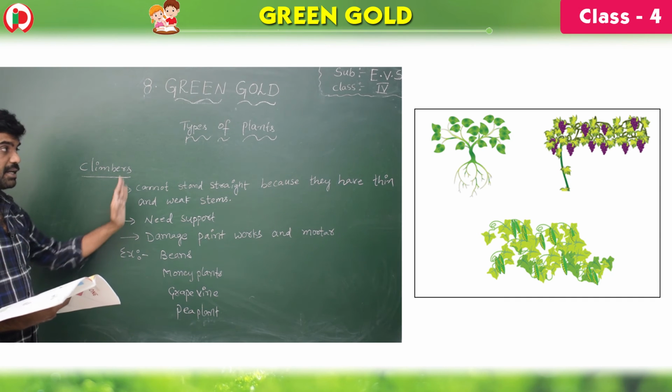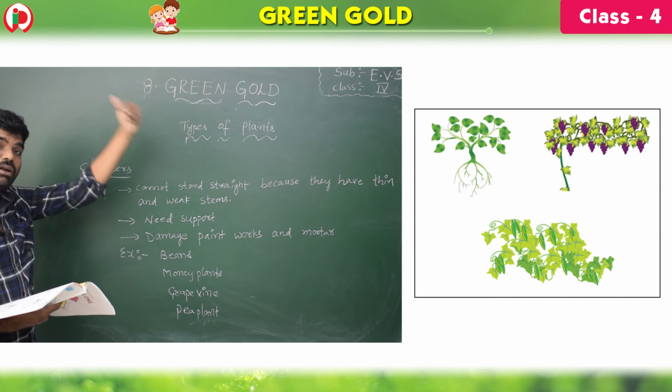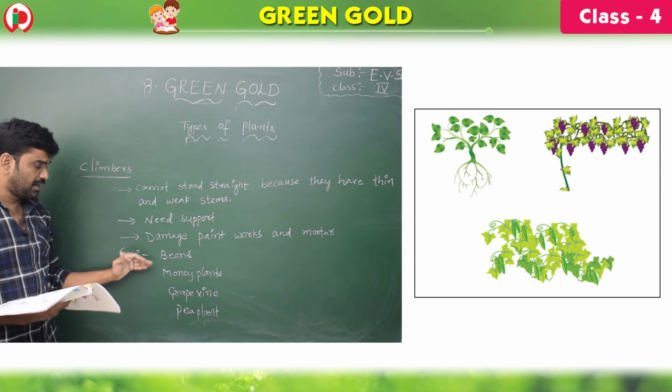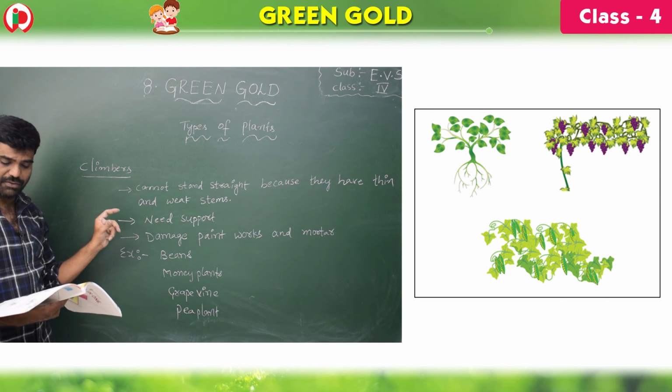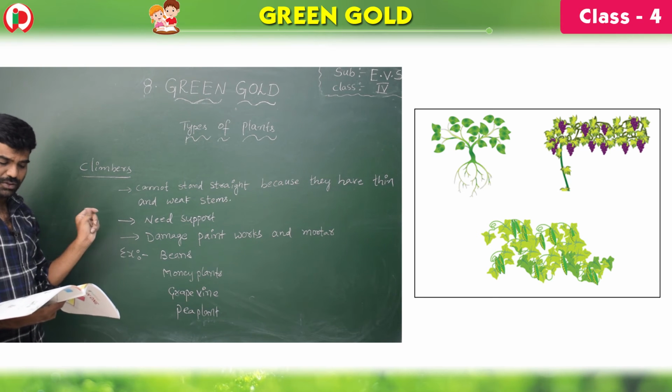So they climb up the wall or other plants. These climbers can climb up the wall or they climb on other plants. And these plants can damage paintwork and mortar if you try to remove the stem roots from a structure.